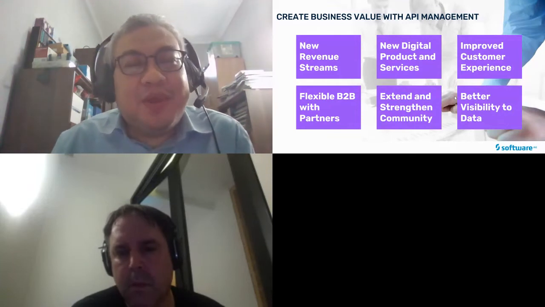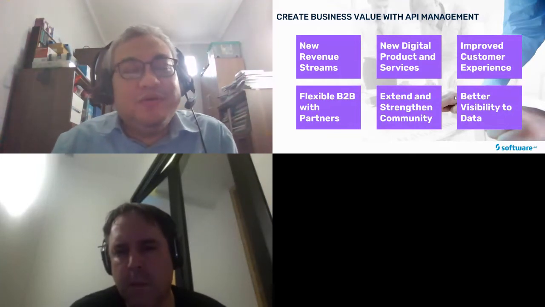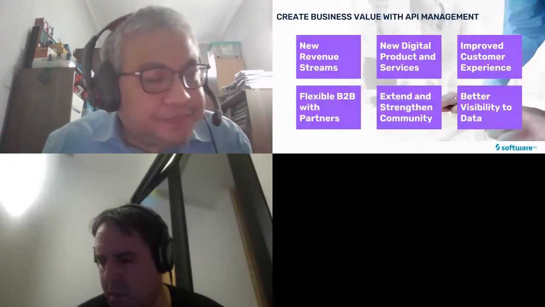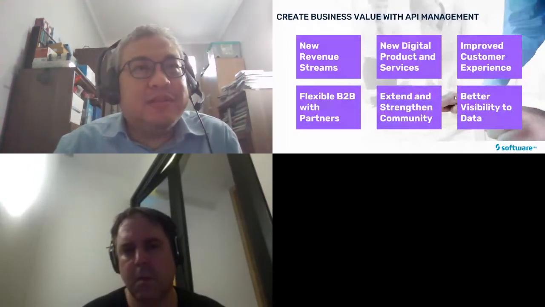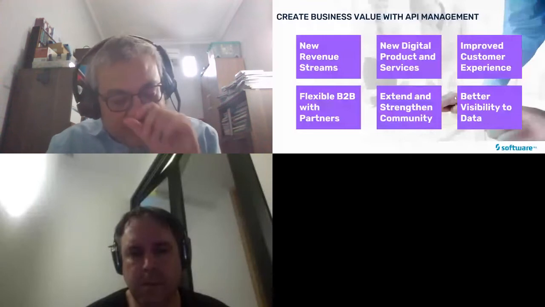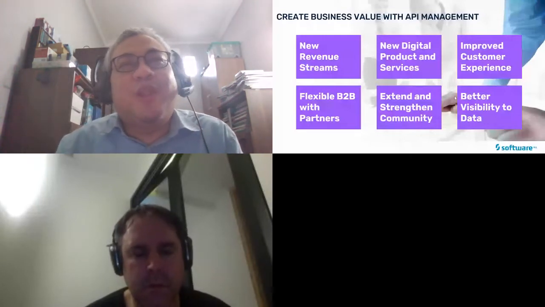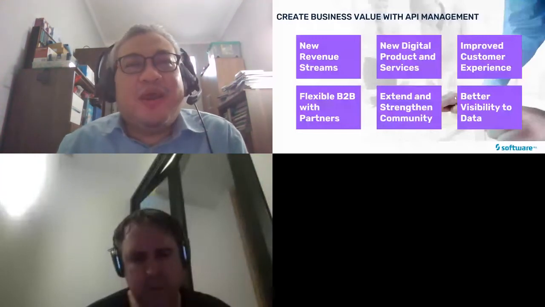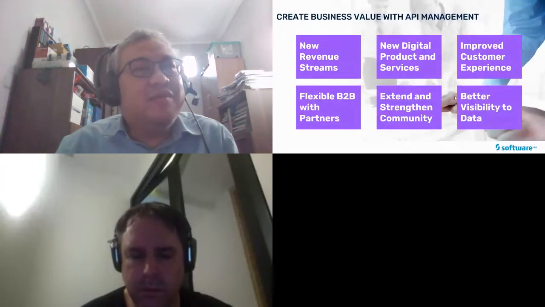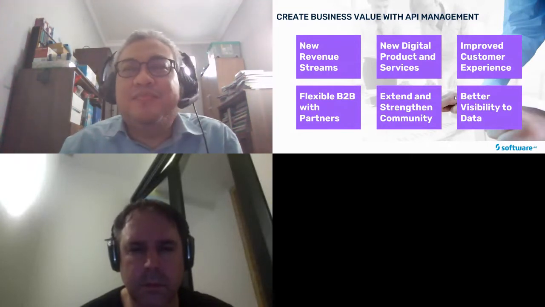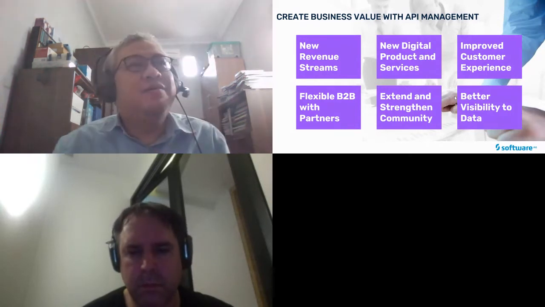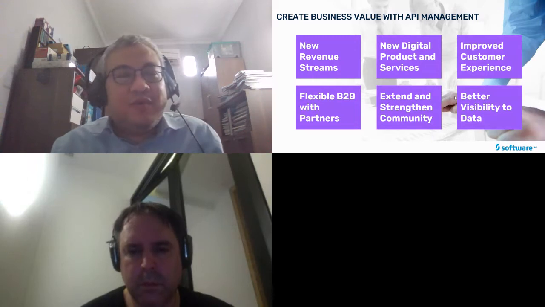The last thing that we can typically obtain using API management is more flexible interaction with our partners. Typically a manufacturing company, for example, will have a lot of interaction with their suppliers. So we can provide a B2B API so that the supplier can update their inventories, and we can also provide purchase orders to them using the API itself. It basically simplifies the way the organization interacts with their partners.